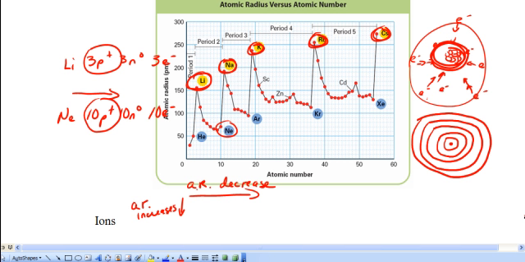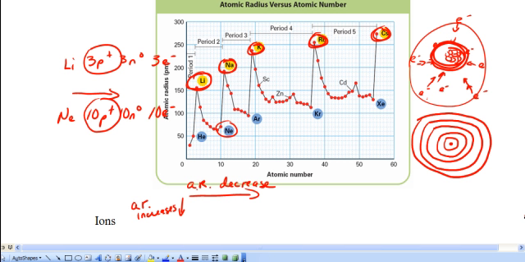So, just in summary, in terms of atomic radius, as you go from left to right, the atoms get smaller because the nuclei get stronger. As you go down the periodic table, though the nuclei still get stronger, you're adding a new energy level. And because you have that new energy level, the electrons are pushed further away.